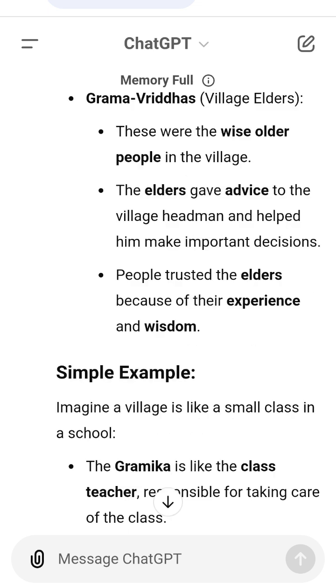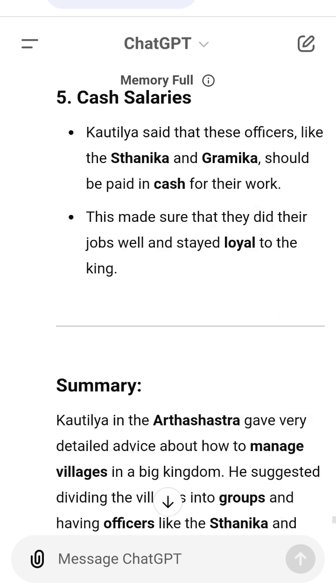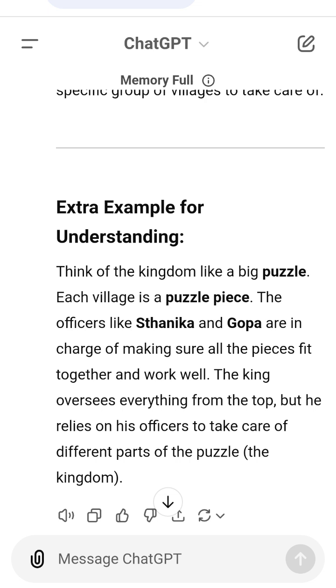Extra example for understanding. Think of the kingdom like a big puzzle. Each village is a puzzle piece. The officers, like Stanika and Gopa, are in charge of making sure all the pieces fit together and work well. The king oversees everything from the top, but he relies on his officers to take care of different parts of the puzzle, the kingdom.